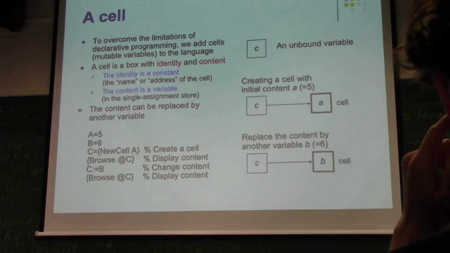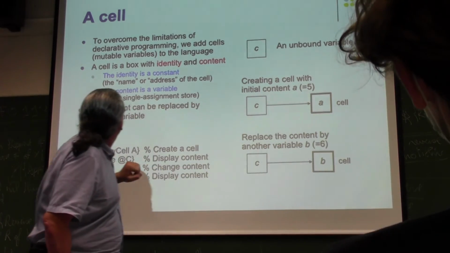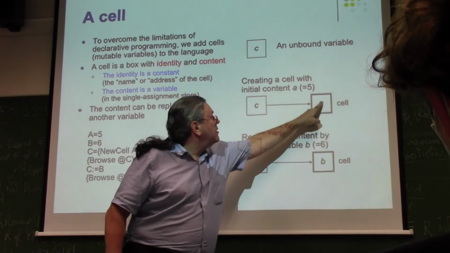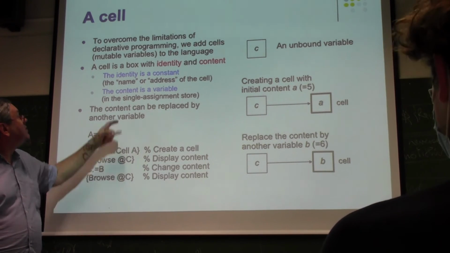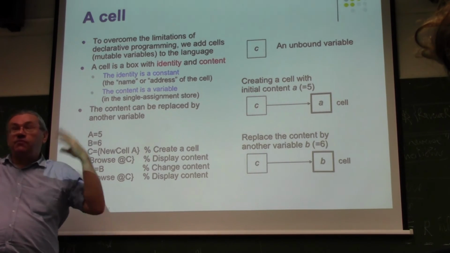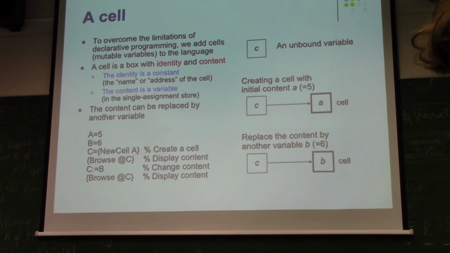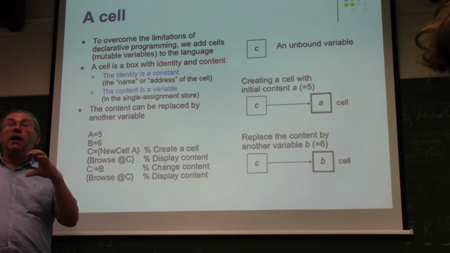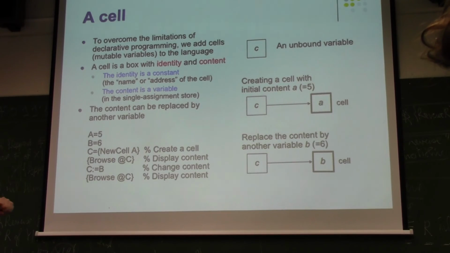A cell is just a box. You can call it a register. The box has content inside. It also has a name, and that's called the address, or the identity. That's very common in programming languages. You can have the name of the variable, but in the implementation, there's actually a physical part of memory which has an address. So the processor actually knows the address of the variable.